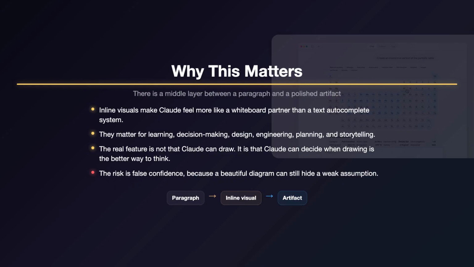The killer feature is not that Claude can draw. It is that Claude can decide when drawing is the better way to think.